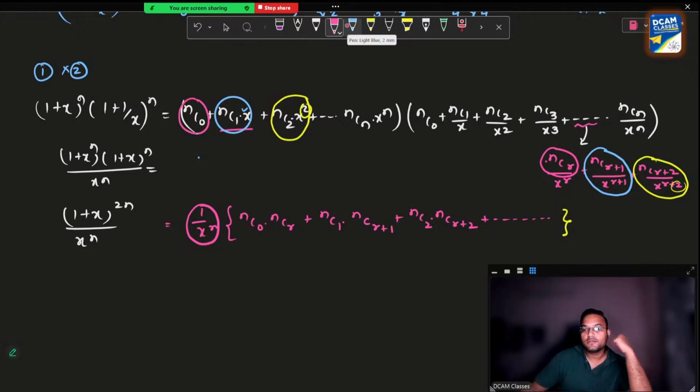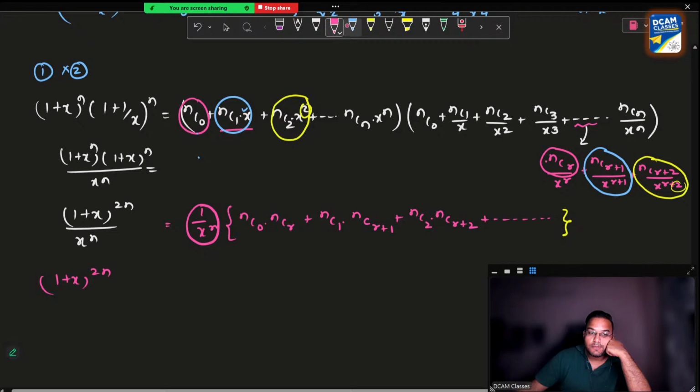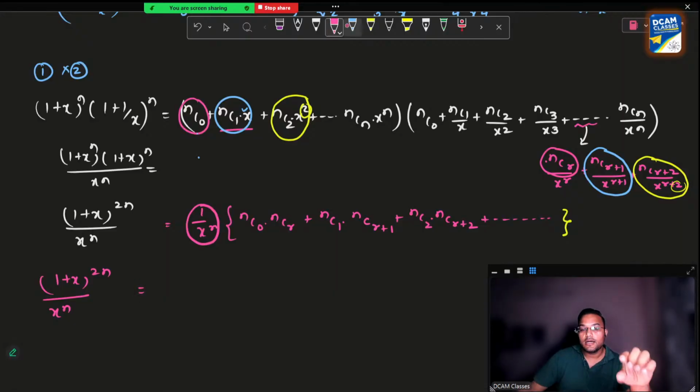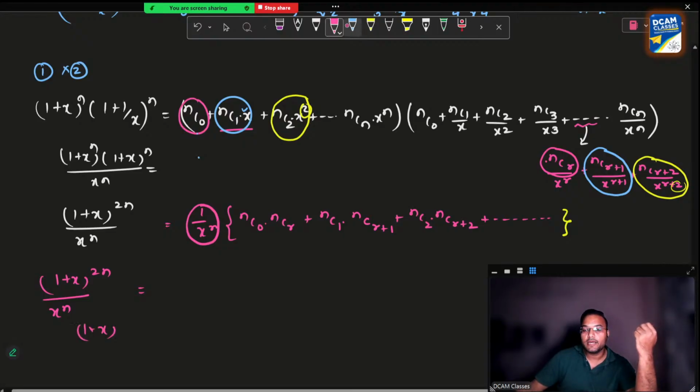In the left part also, (1 + x)^(2n) / x^n is there. So how in the left part will I get 1/x^r? Because if I take any term in this (1 + x)^(2n), I'll get 2nCr x^(2n - r). But this is divided by x^n, right?